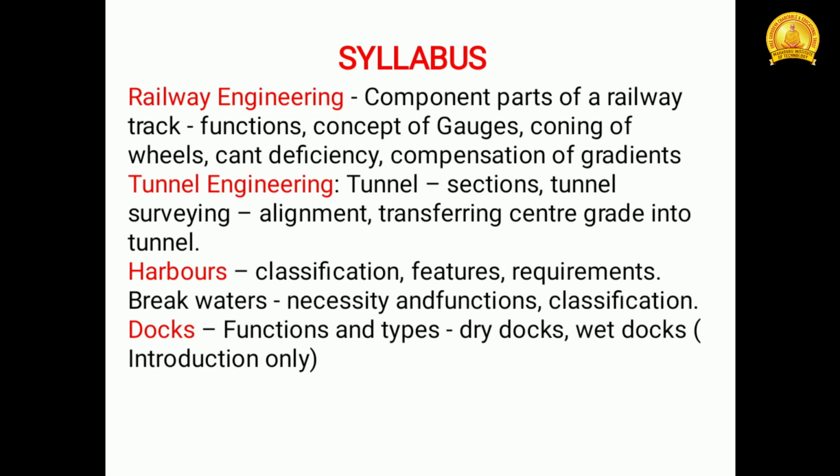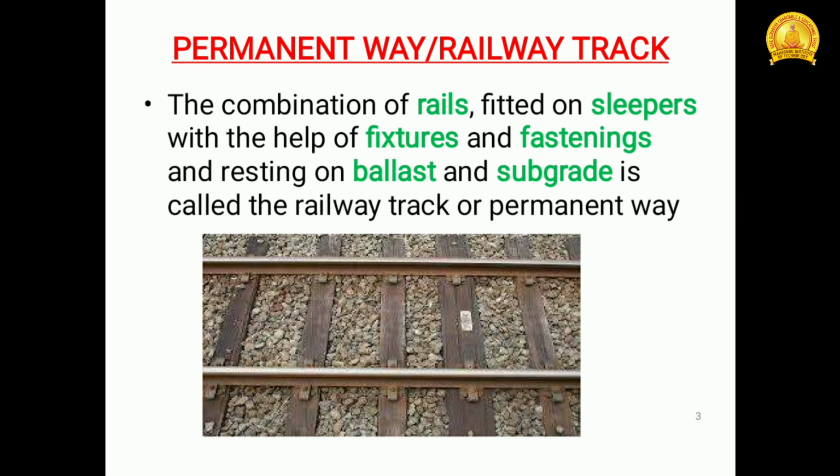So let's start. What is a railway track? Here you can see railway track or permanent way. What is this permanent way? It is the technical term that we use to call the railway track. And what is it? Let's have the definition, please. The combination of rails fitted on sleepers with the help of fixtures and fastenings and resting on ballast and subgrade is called the railway track or permanent way.